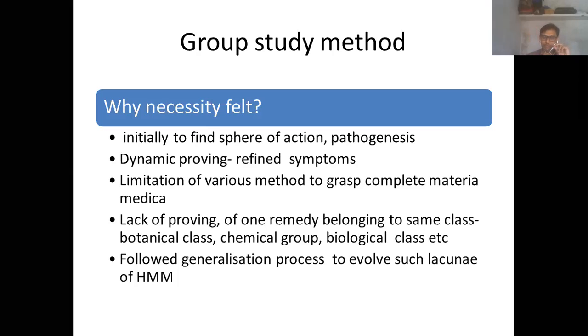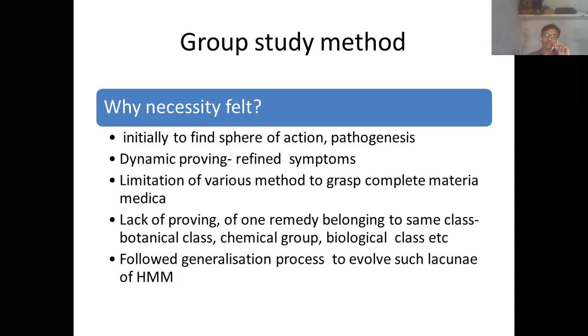Then one more fact was there. That fact was belonging to the drug proving experiment. Now they have found out that certain remedies which belong to the same class, like a botanical class, chemical group, or biological class, few remedies are well proved. There is a lot of information about those remedies, but few remedies are less proved.